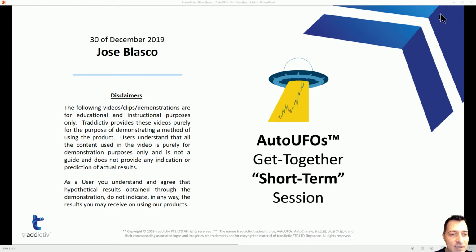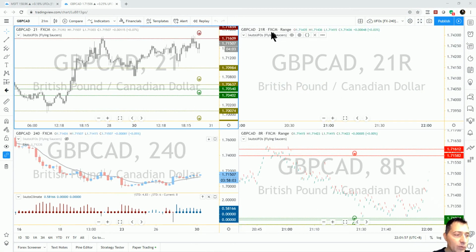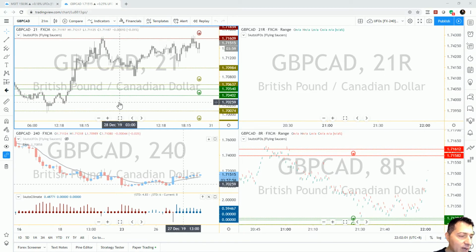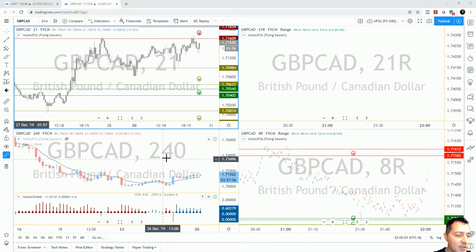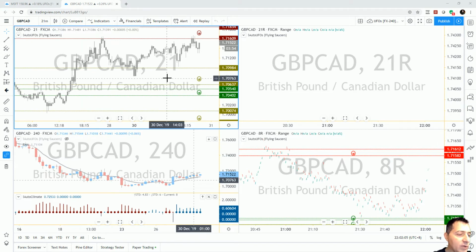And this means that we are done with the introduction. The session is officially introduced. We got here a TradingView with Forex. Okay, we got time frames, as you can see in the below part, 240, 21.